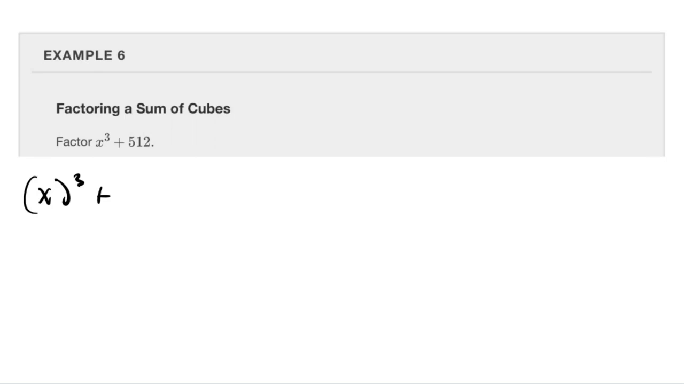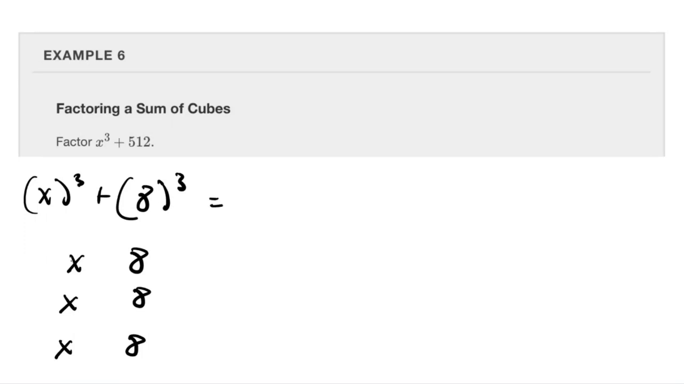Okay, so 512 is 8 to the power of 3, right? So now we have something cubed plus something cubed. So I call this the chair method for sum of cubes, right? So we have x and 8. We have 3 x's. We have 3 8s. Okay.